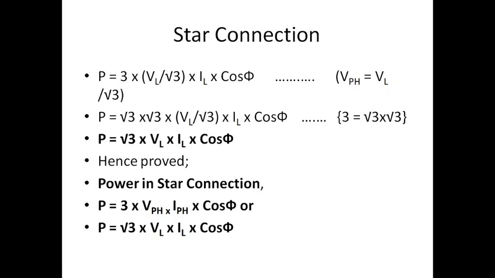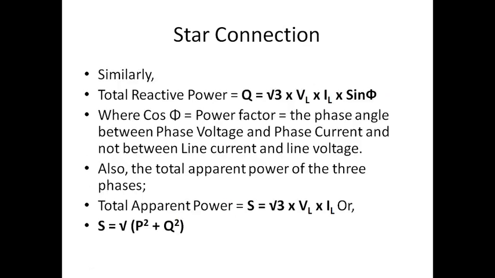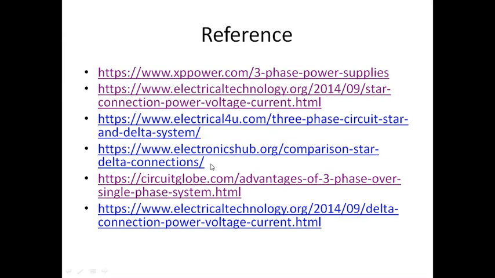So in the star connection, P is root 3 times VL IL cos phi. Why do they specify root 3? Because it is a three phase connection, so we deal with P. And as I told, cos phi is your power factor, the phase angle between your phase voltage and current, or between the line current and your line voltage. So total apparent power is S equal to root 3 VL IL, or the square root of P squared plus Q squared, where Q is the total reactive power. So these are the references, and thank you.